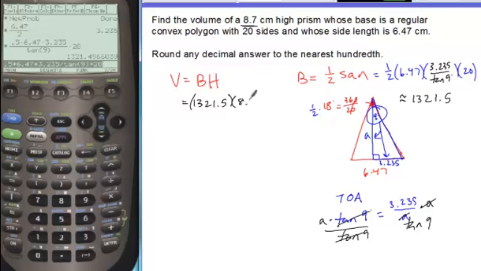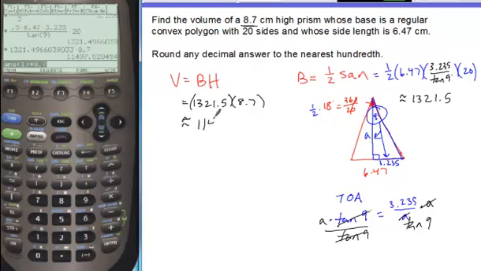prism itself, 8.7, we can go ahead and calculate that. And this gives us our solution of approximately 11497.02. Okay, the units would be centimeters. It's a volume, so it's cubic centimeters.